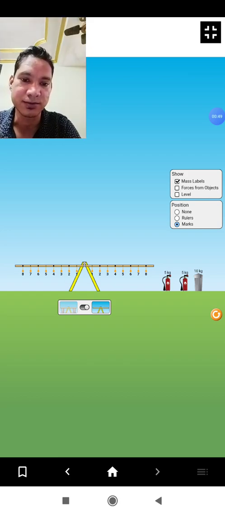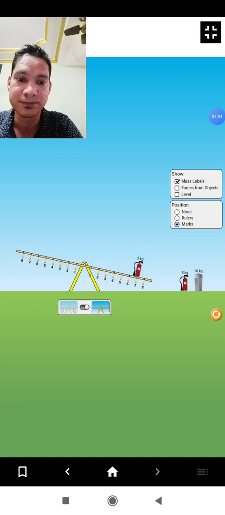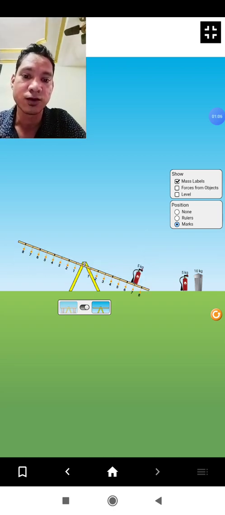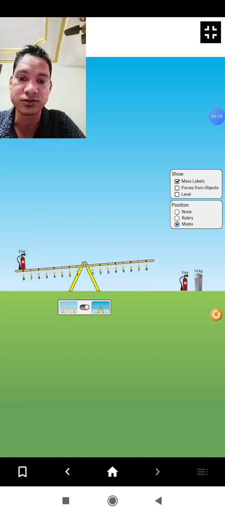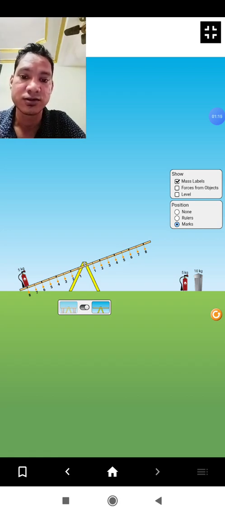Now, let me show you what clockwise moment means. Clockwise moment means the moment which will rotate the body in clockwise direction. If I put this 5 kg mass on this side, the rod will tilt clockwise. This is clockwise moment. If I put it on this side, the rod will tilt in anti-clockwise direction. So this is anti-clockwise moment.